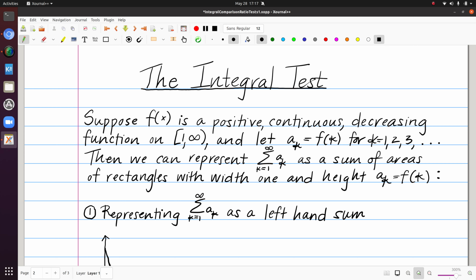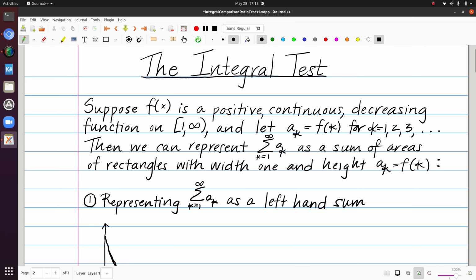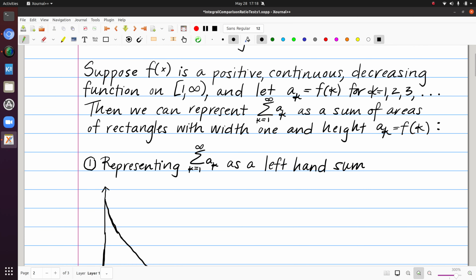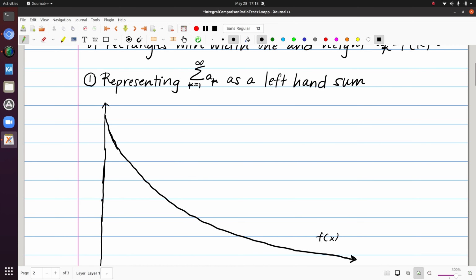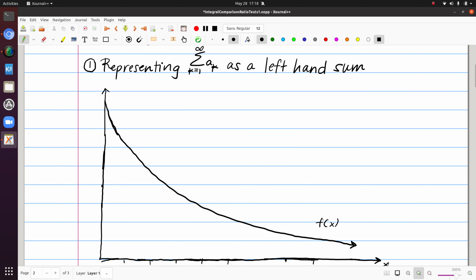And we're going to let a sub k equal the value f of k, where k represents any positive whole number. Then our goal now is to try to represent the sum of a sub k from k equals 1 to infinity geometrically in some way related to the graph of f of x. So there's more than one way to do this, but in general, what I'd like to do is draw rectangles on the graph of f of x where the sum of the areas of the rectangles represents the sum a sub k.